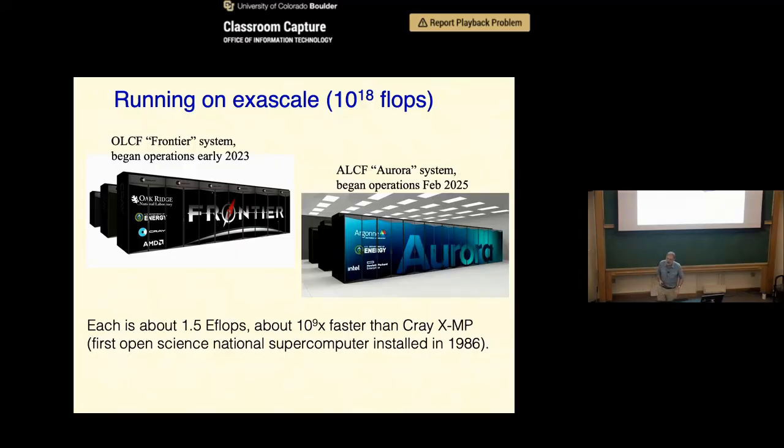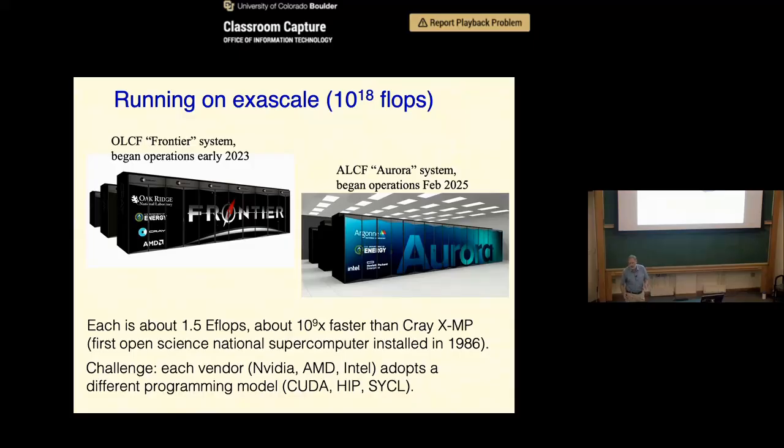That's roughly 1 billion times faster than the Cray XMP that I began using when I was a graduate student. So an increase of 1 billion in performance in one career is quite remarkable. Imagine if your telescopes were 1 billion times more capable than when you started your career. That's just staggering to me still.